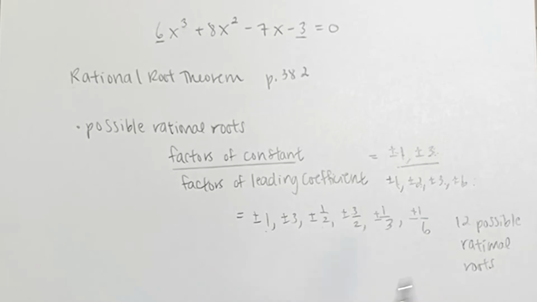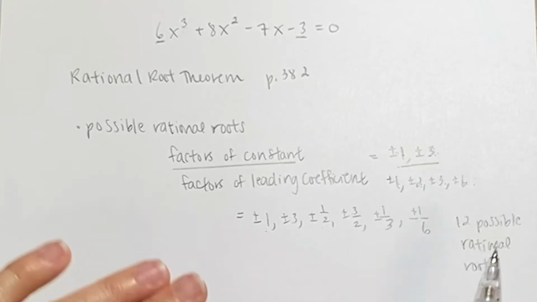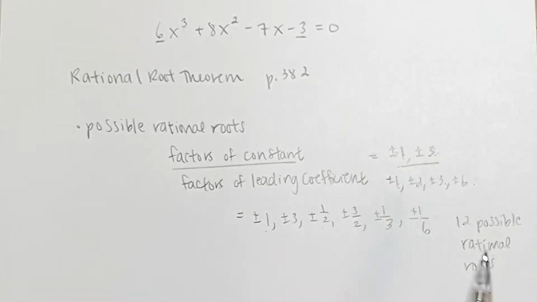Now, key thing here, these are possible. They are not all truly going to be roots. But we went from having an infinite list of real numbers to choose from down to 12 numbers to choose from. This is giving us a starting point. So that's how you make a list of your possible rational solutions.